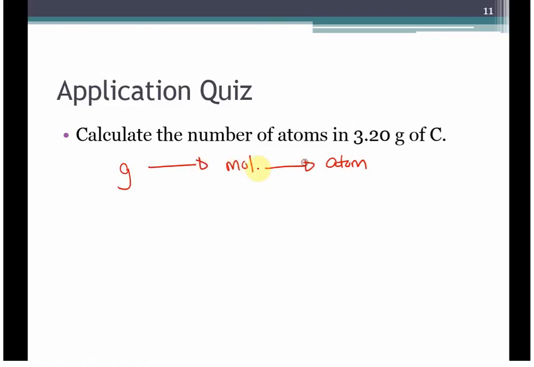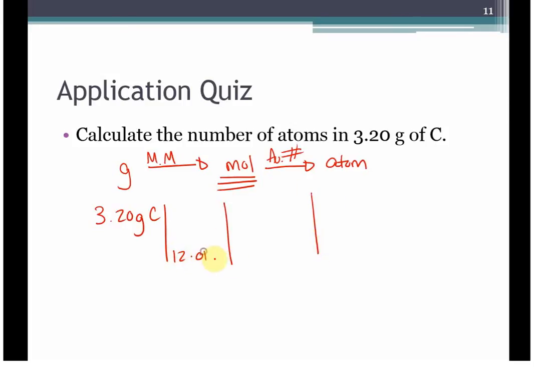You always want to go to moles. Moles, moles, moles. I cannot stress that enough. You can't do hardly anything with grams in chemistry. You must get to moles. So the first thing to do is always go to moles. And we're going to do that with molar mass. To go from moles to atoms, we're going to use Avogadro's number. So to do this, we have 3.20 grams of carbon. We need two columns because we have two arrows. Every time we have 12.01 grams of carbon, we get one mole. Now I get this quantity from the periodic table.